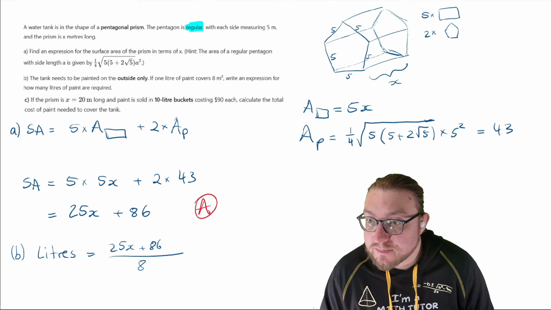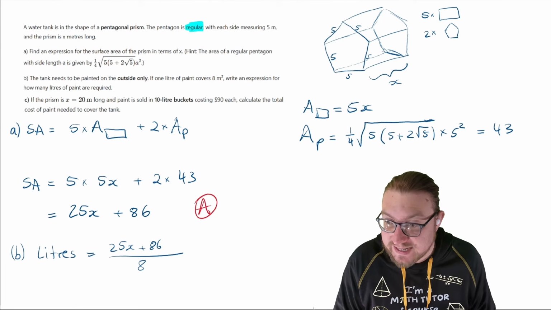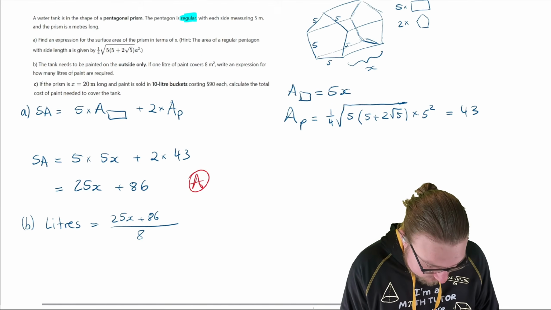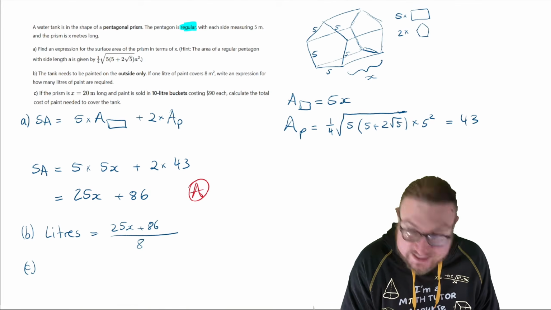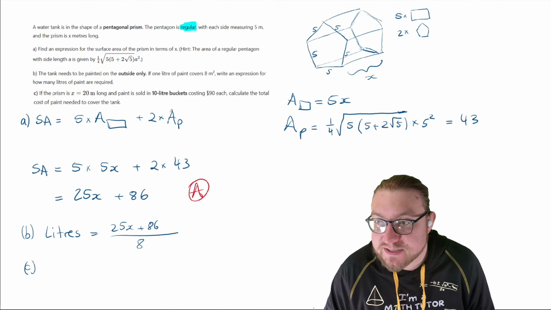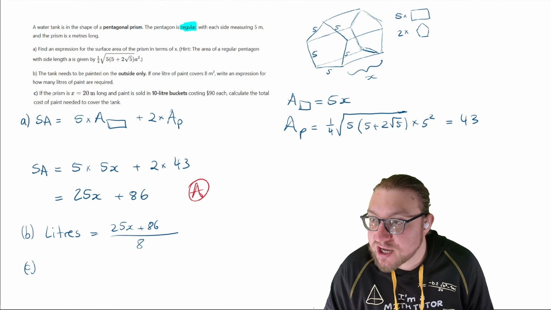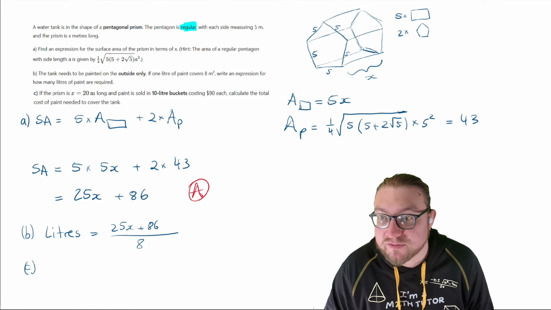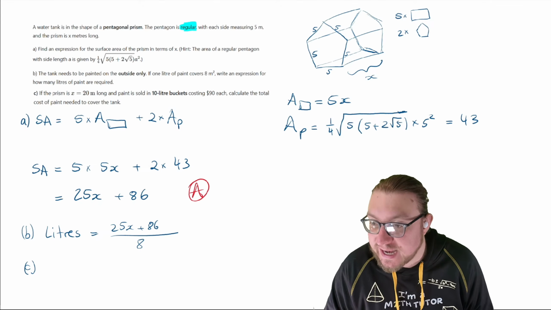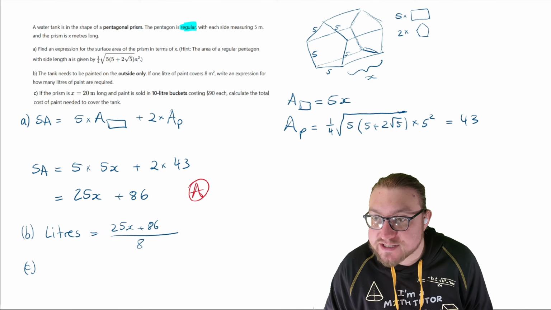However, for C, last question, we're given what x actually is. Let's have a look, make it a little bit smaller so we can fit C on the screen. If the prism is 20 centimeters long and the paint is sold in 10-liter buckets costing $90 each, calculate the total cost of paint needed to cover the tank. So again, we're assuming we're just painting the outside.